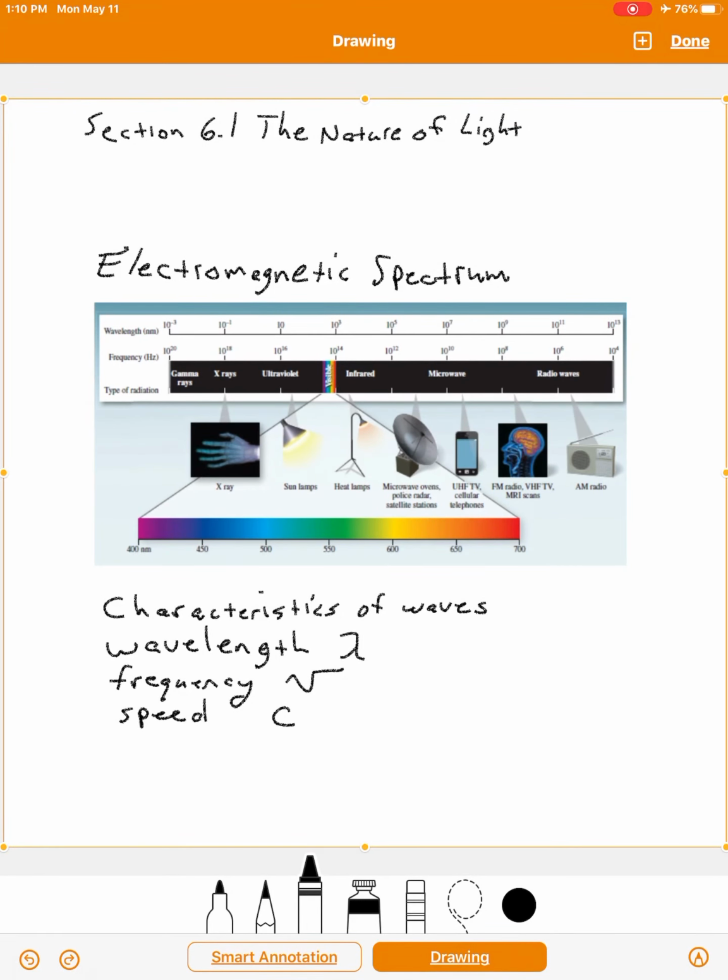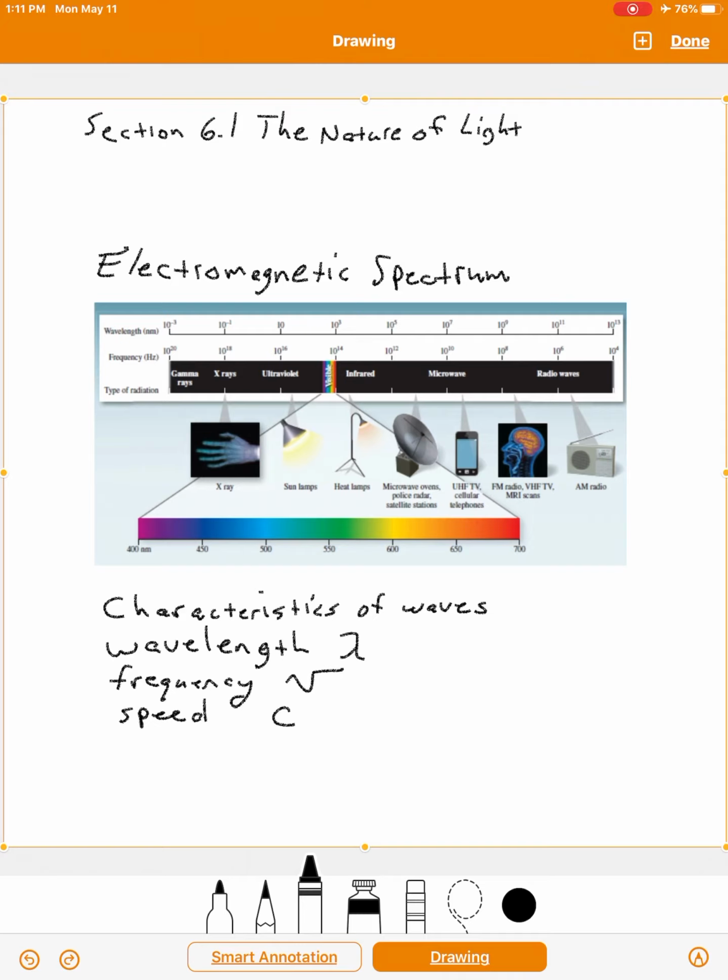Okay, this is section 6.1, the nature of light. As we start looking at the second part of this course, we're going to start looking at the structure of matter in more detail. The beginning of this discussion has to do with what are called electromagnetic waves, and electromagnetic waves make up what's called the electromagnetic spectrum.